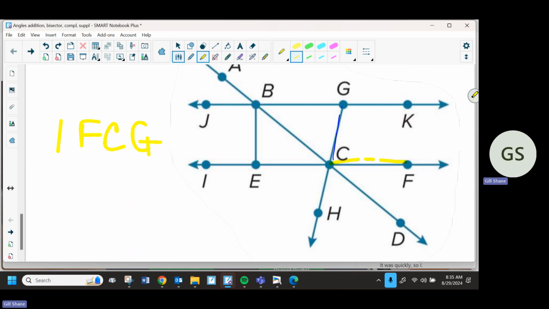So again, all you're really doing is going from the first letter to the second letter and then to the third letter, assuming that they've given you all three letters.